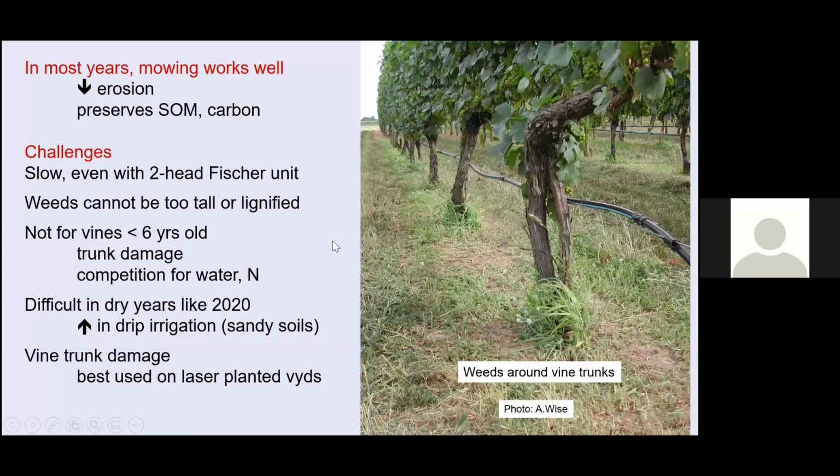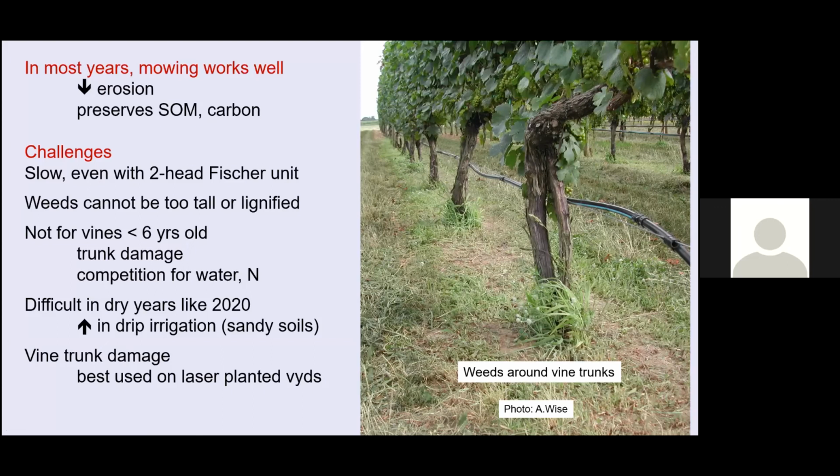So again, mowing fits in with the whole idea of reducing erosion and preserving soil organic matter. There is a problem with the weeds around the trunks of the vine, which for the most part is not an issue unless they start growing up into the vine. But you do have to drive very slowly. You can't mow weeds that are really tall and lignified because the mower will just lay them over. They won't chop them efficiently.